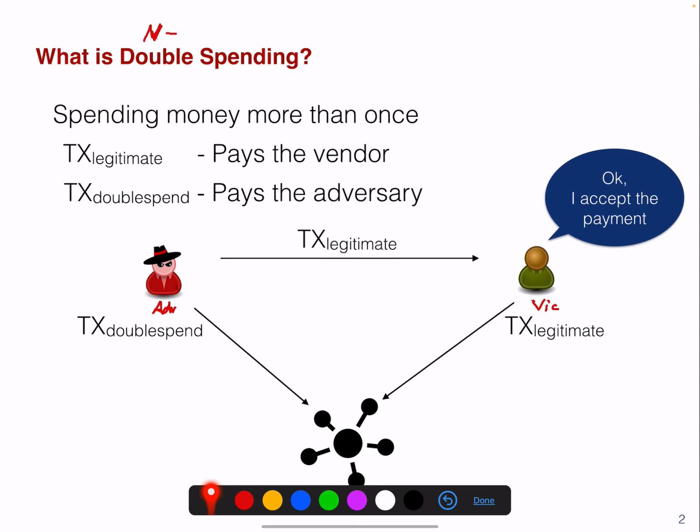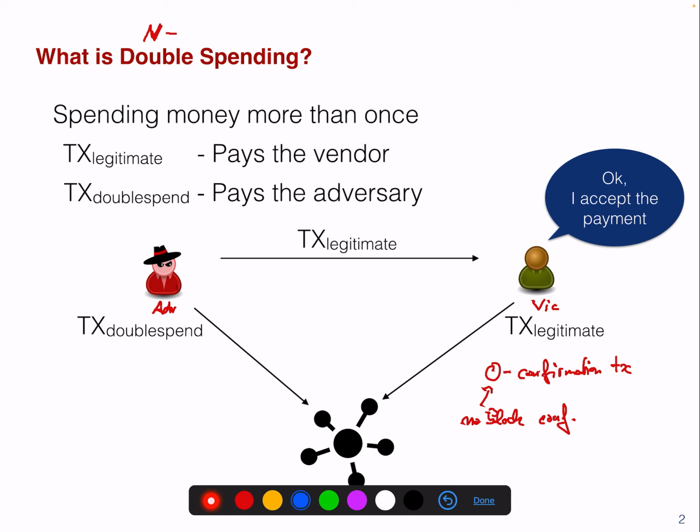Now, if the victim says, okay, I accept the payment before the network is actually confirming the legitimate transaction, the victim might be defrauded, and that's also what's called a zero confirmation transaction. Zero confirmation transaction means it has zero block confirmation, right? No block confirmation. And if you receive a blockchain transaction, this is certainly something that you want to avoid.